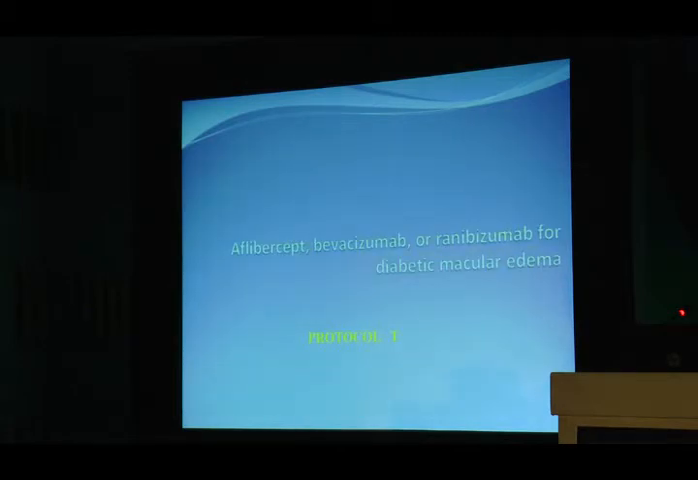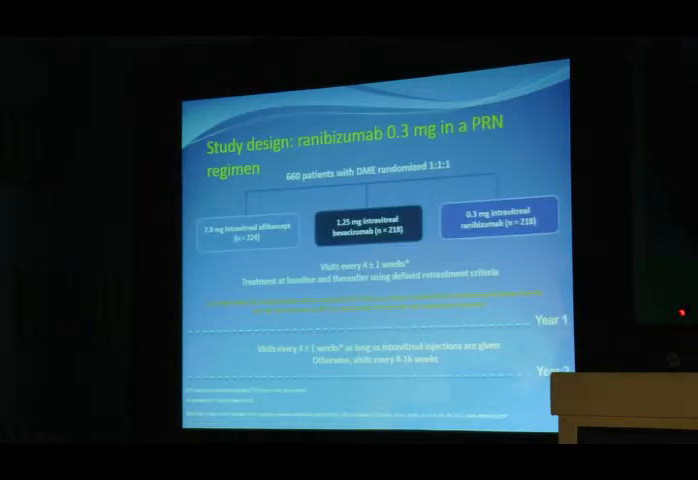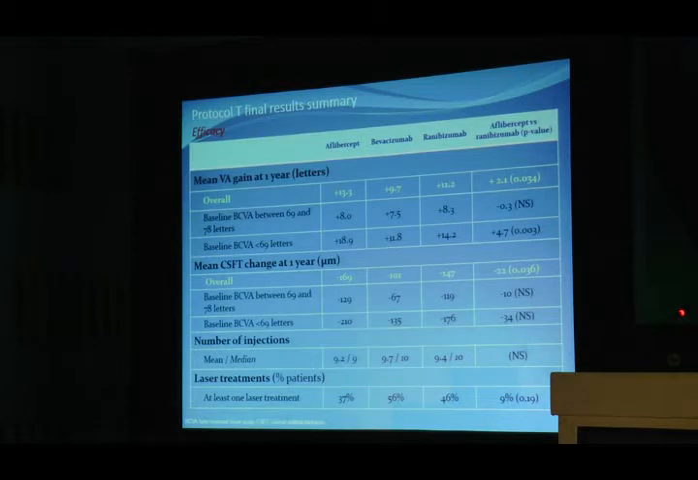the OCT went down. Another important one is Protocol T, where the head-to-head trial was done for aflibercept, bevacizumab and ranibizumab for diabetic macular edema. So there were 660 patients: 2 milligram intravitreal aflibercept, 1.25 milligram of bevacizumab and 0.3 milligram of intravitreal ranibizumab. You can see the dose is half of what has been used for CNVM. And you can see the overall improvement in visual acuity was better in the aflibercept group in comparison to bevacizumab and ranibizumab, and also in terms of macular thickness.